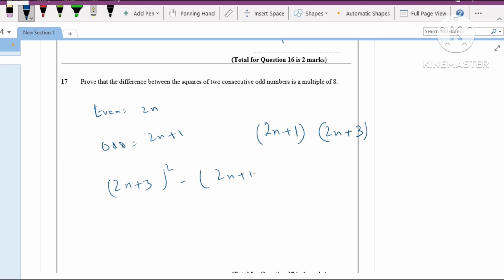So expand the square, (a plus b) whole squared. You can use the formula or you can expand the bracket. It's up to you. I recommend using the formula. It is easy.